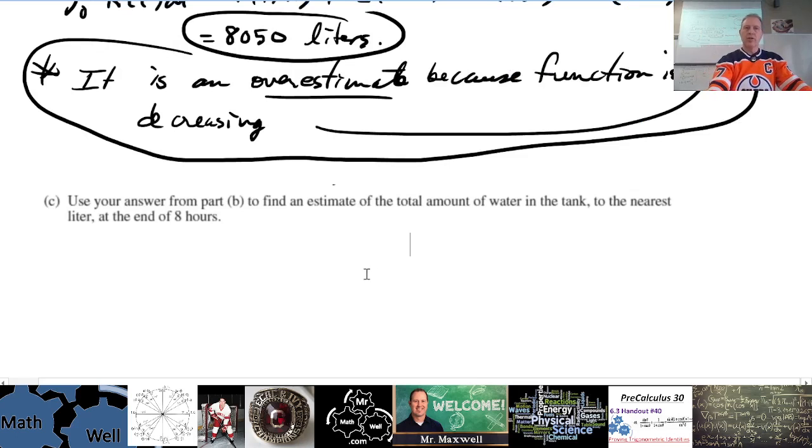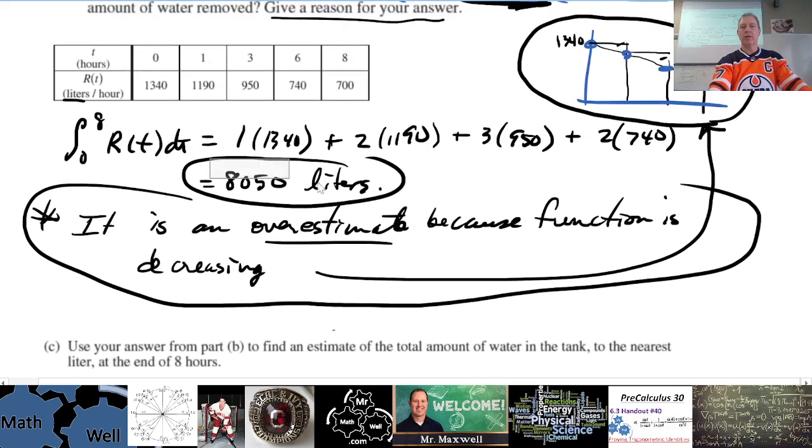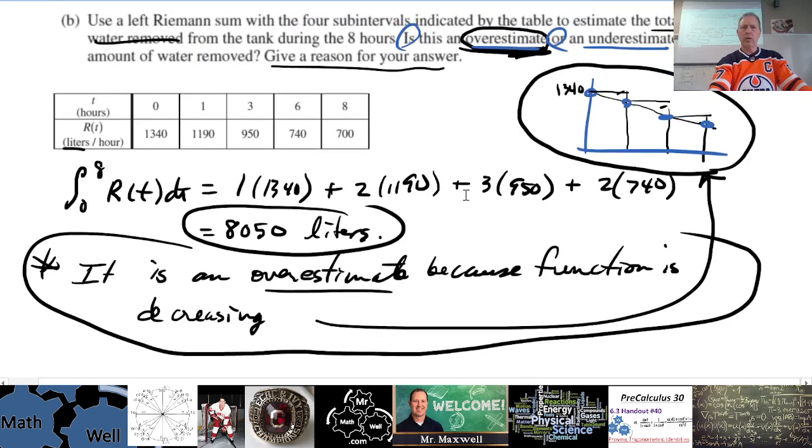So C says, use your answer from part B to estimate the total amount of water in the tank to the nearest liter at the end of 8 hours. Well, as I just mentioned, we just calculated the change in liters. Okay, so yeah, just going back to B, it says the total amount of water removed is 8,050 liters. So that should be good enough.